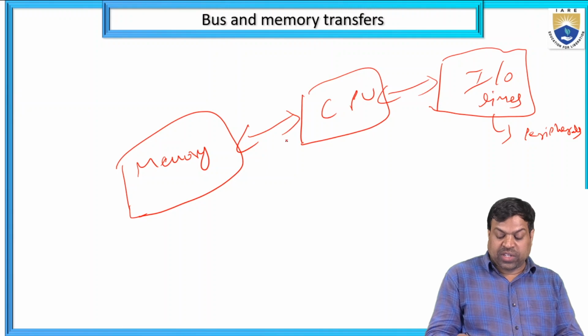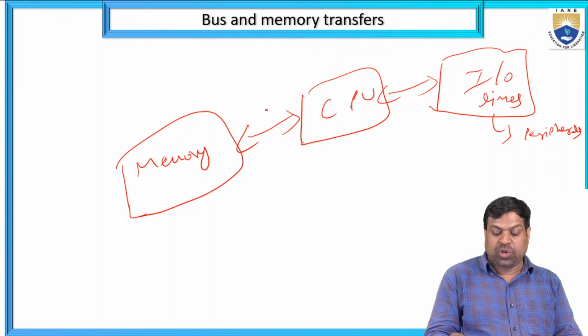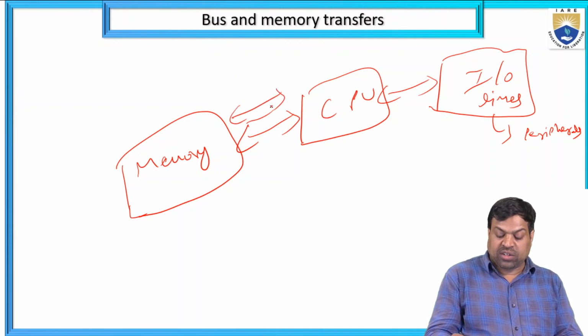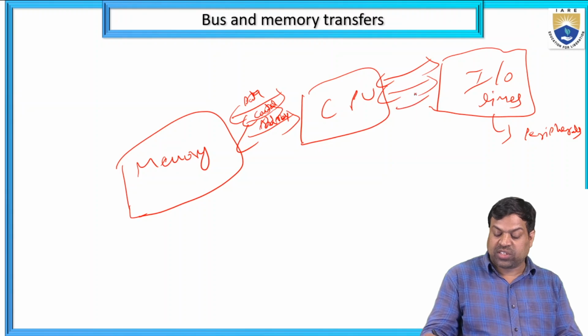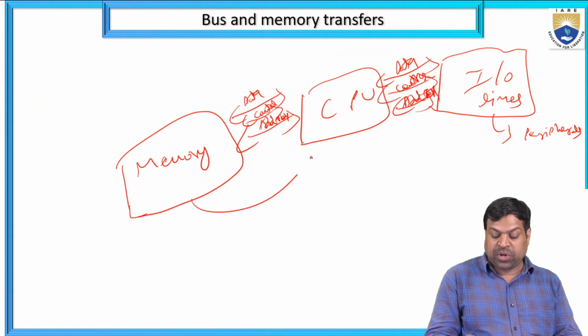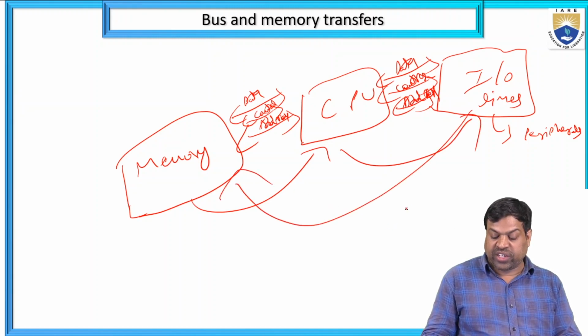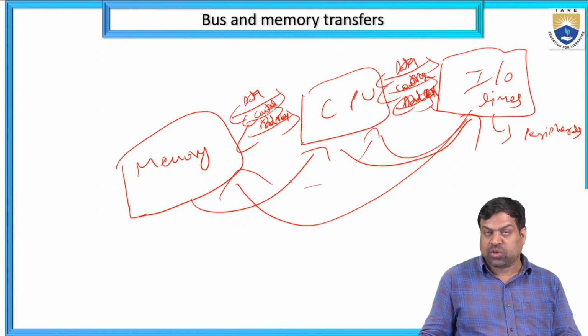How do we transfer communication between memory and CPU? We have 3 buses: data bus, control bus and address bus. Here also these 3 buses are there: data bus, control bus and address bus. So 3 buses are communicating from memory to the CPU and from the CPU to the input. We can't access input directly; it is only possible to connect through the CPU.